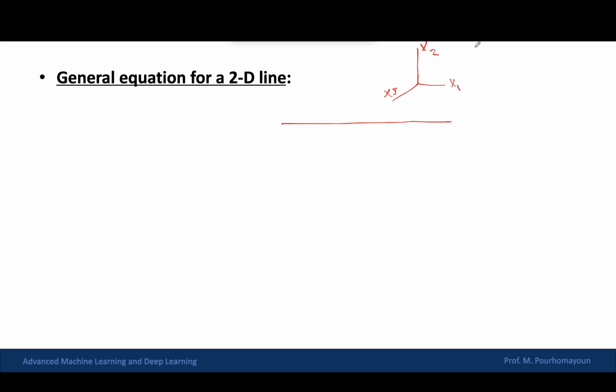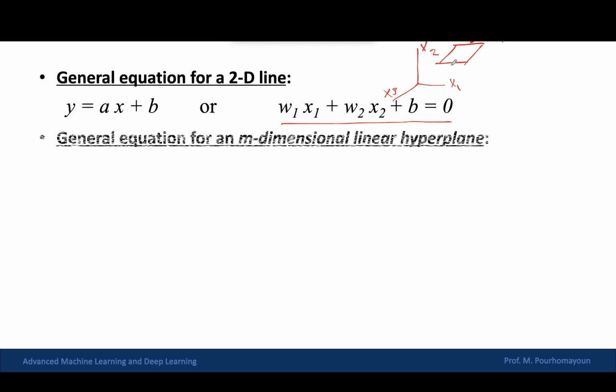okay, then this is still linear, okay? So I will have a plane. When you have 3 features, this will be your classifier. When you have 4 features, of course I cannot show it on the paper, but when you have 4 features, again, you have a model in 4D space. But this is the general equation for a linear model in m-dimensional space.